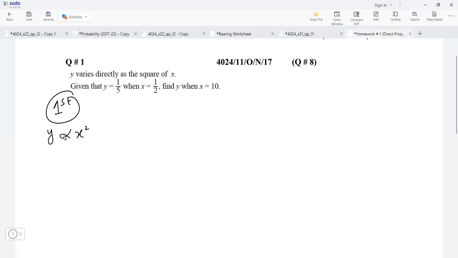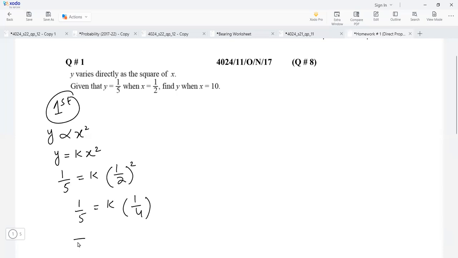Now we have to remove this proportionality sign and put an equals sign with a constant k, and then x squared. The very first information we put: y equals 1 by 5 and x must be put as 1 by 2, meaning that when the value of x is 1 by 2, at that time the value of y was 1 by 5. So the square of 1 is 1, the square of 2 is 4, 1 by 4. Now we can cross multiply. The answer for k will be 4 divided by 5.